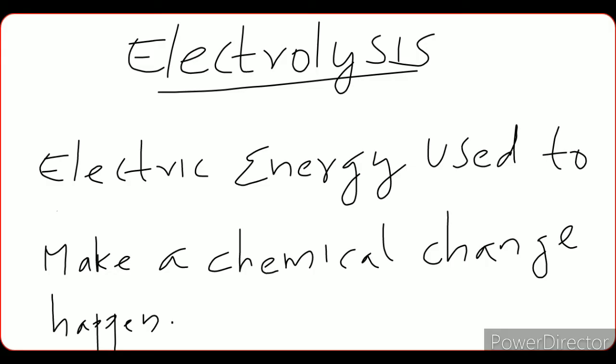So, what is electrolysis? It is a process where electricity is used to make a chemical change happen, which is not going to happen by any other means. So let's look at how electrolysis takes place, or how an electrolytic cell of sodium chloride works.